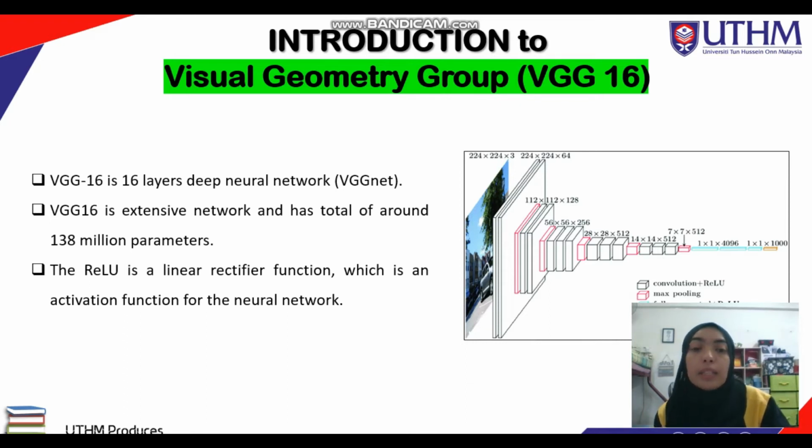As you can see in this picture, each convolution uses ReLU. ReLU means rectified linear unit, which is an activation function for the neural network. In the end, it has two fully connected layers followed by softmax for the output.